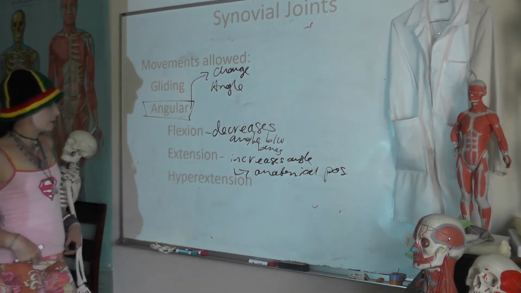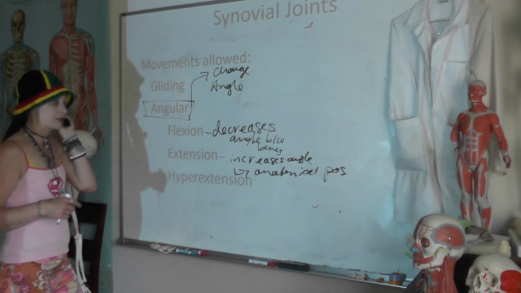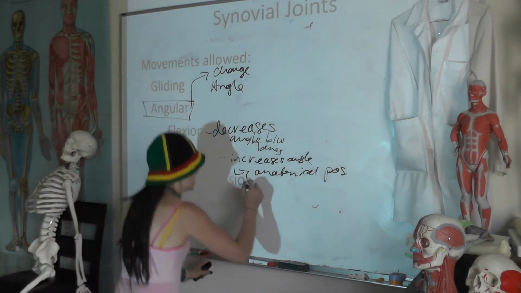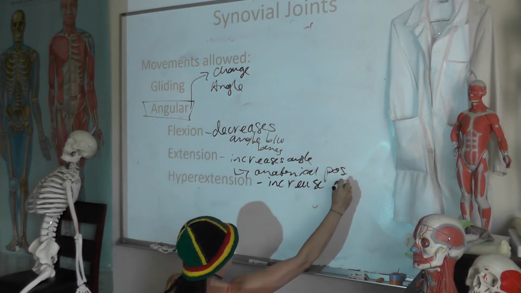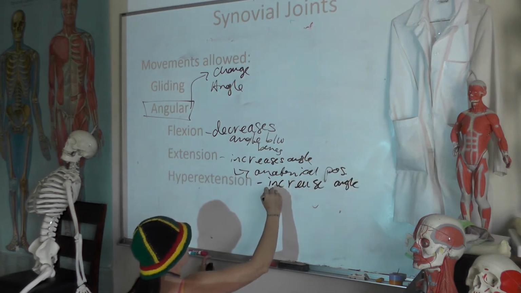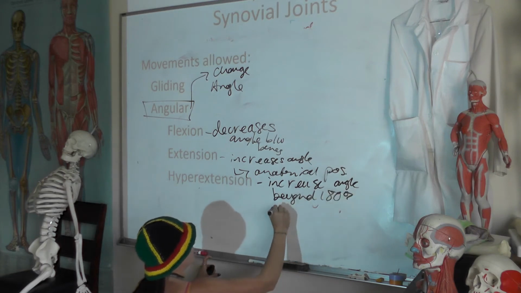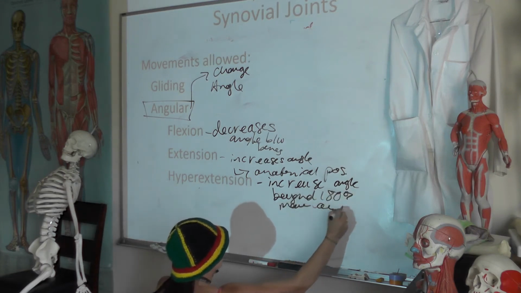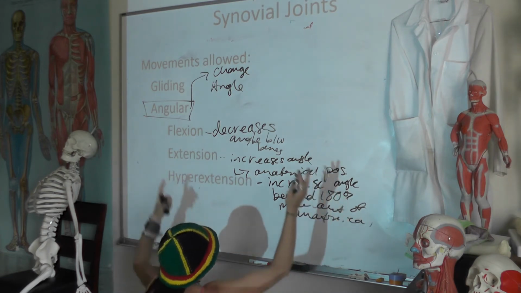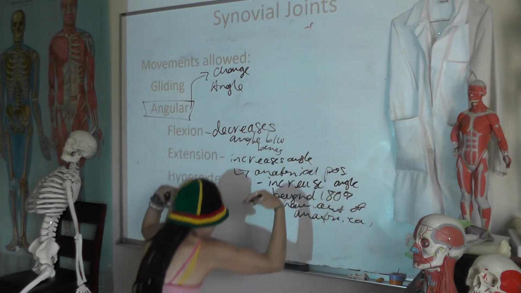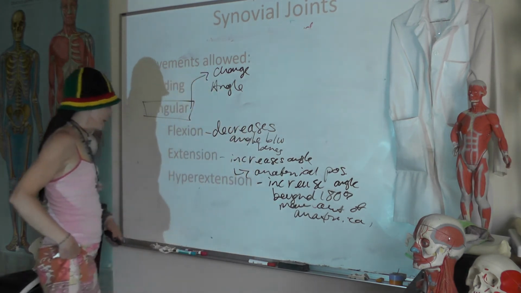Hyperextension increases the angle beyond anatomical position and beyond 180 degrees. So this increases our angle beyond 180 degrees, and it's going to move us out of anatomical position. Flexion also moves you out of anatomical position, to be fair. And then extension brings you back, and hyperextension moves you out again.